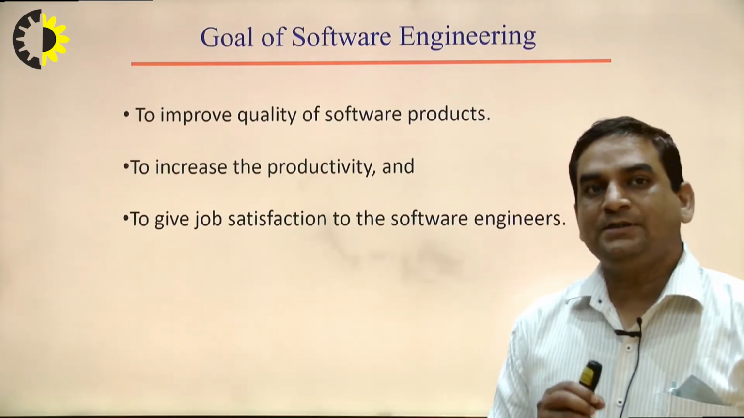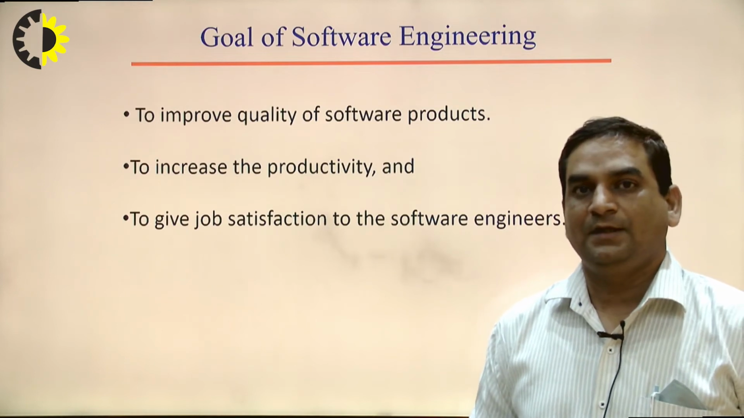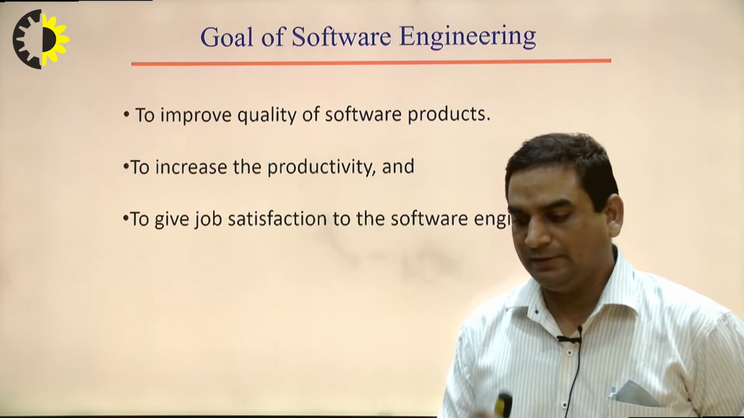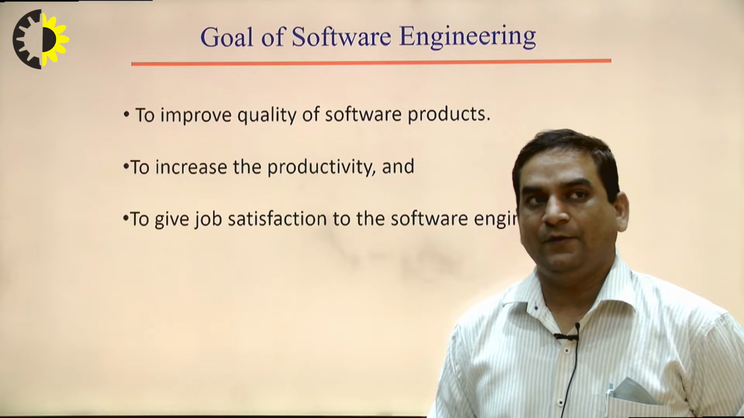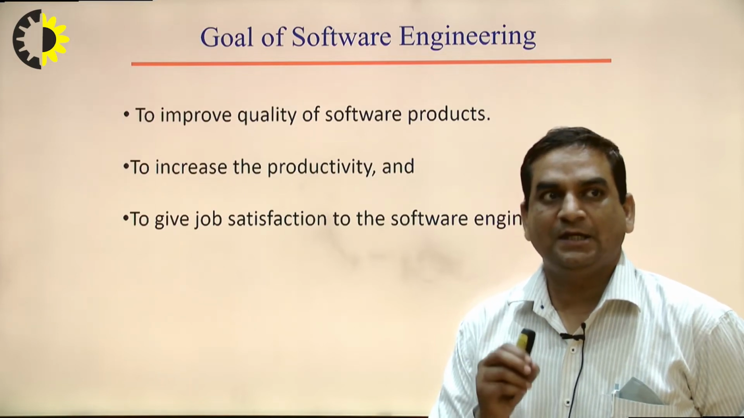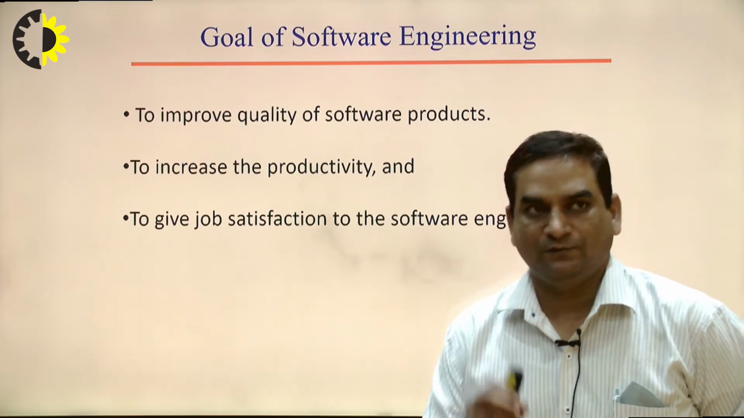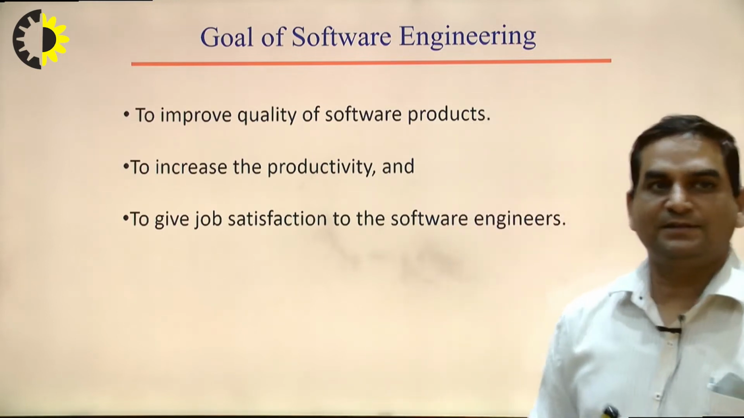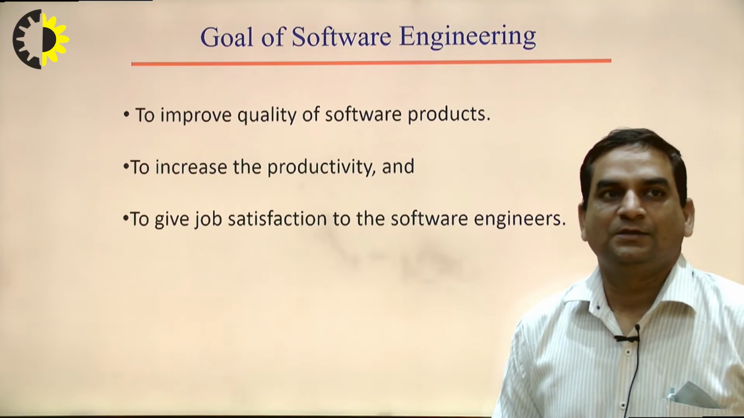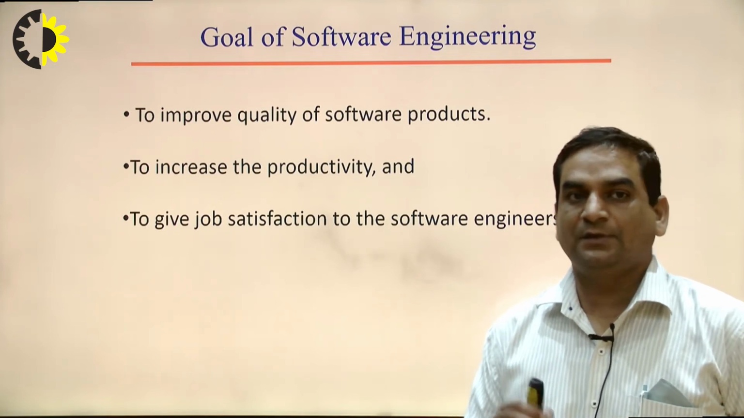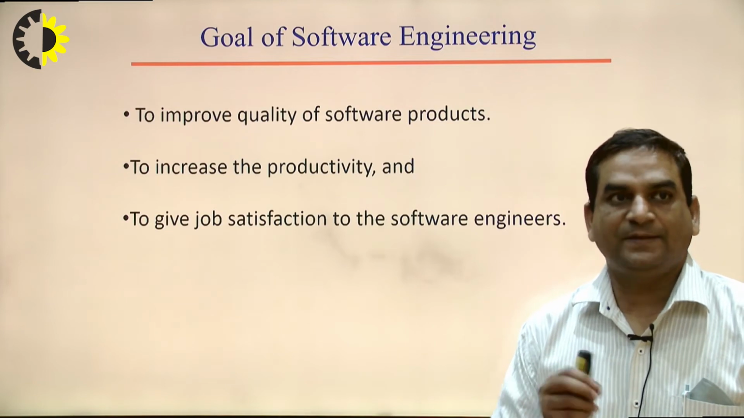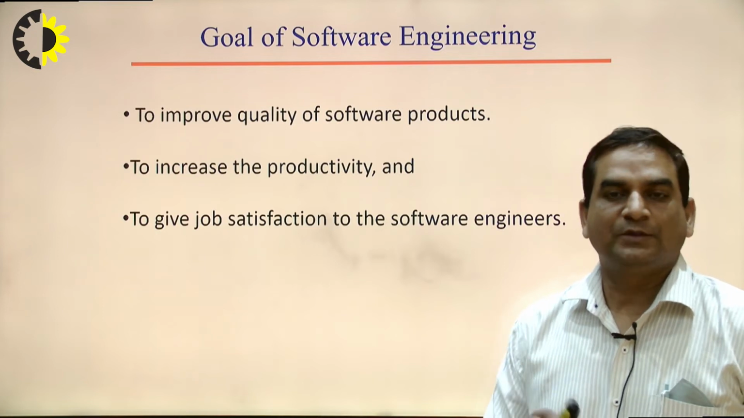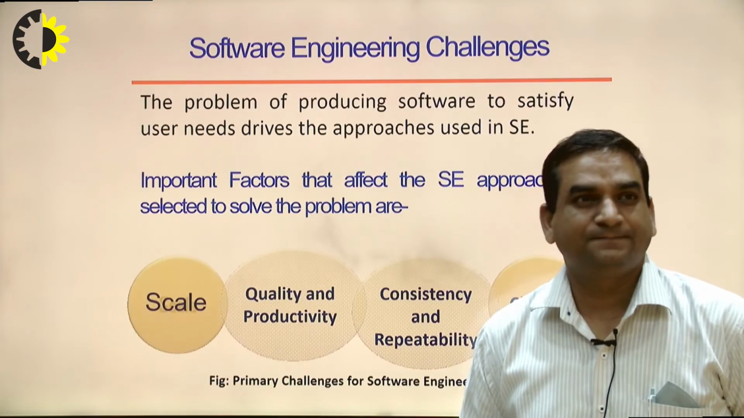Now, what is the actual goal of software engineering? Or we can say, what should be the goal of software engineering? The goal of software engineering is not only to develop the product, but to improve the quality of the software product, to increase the productivity, and to give job satisfaction to the software engineer. These three goals are very important from a software engineering perspective.